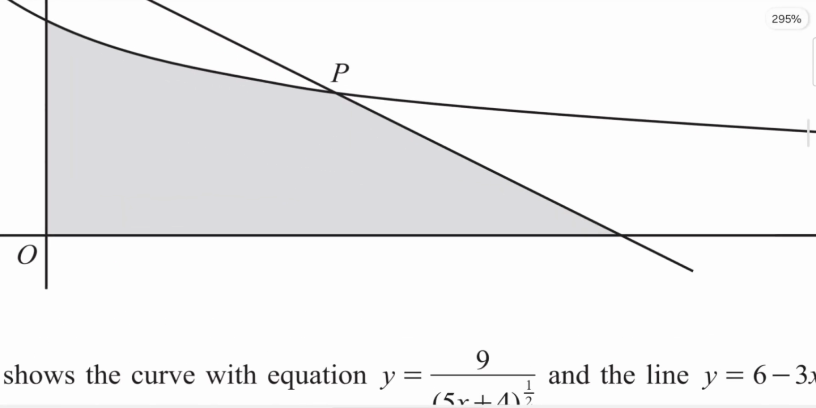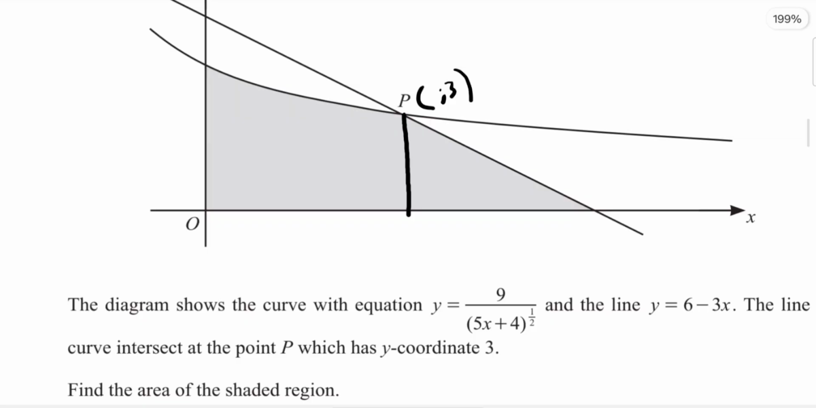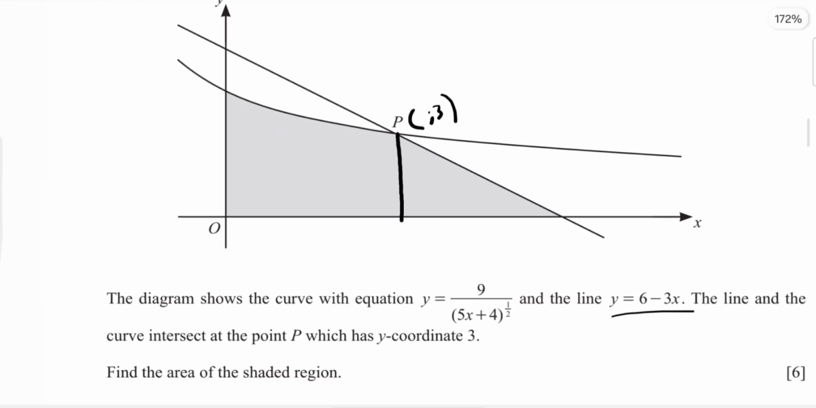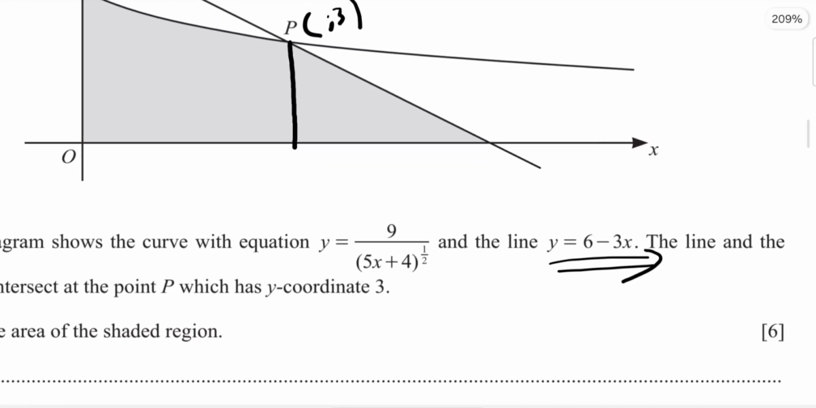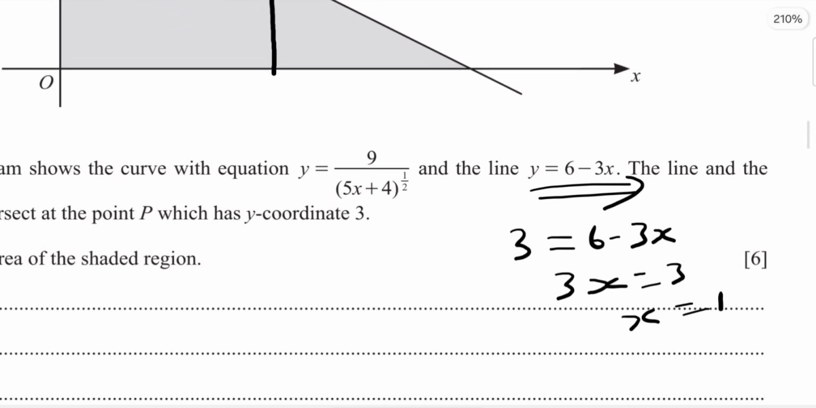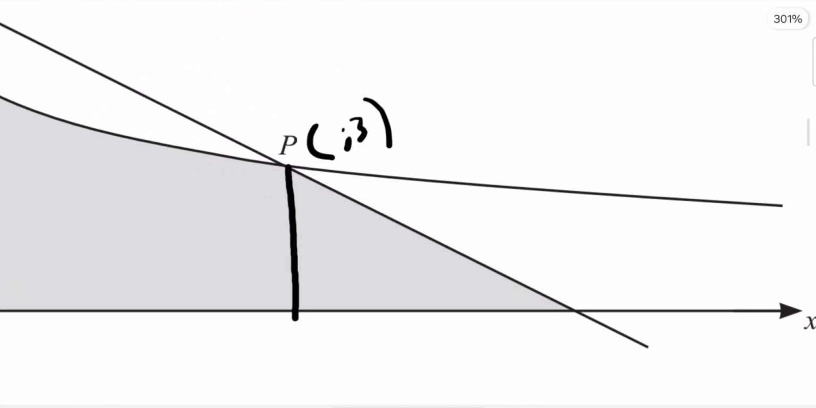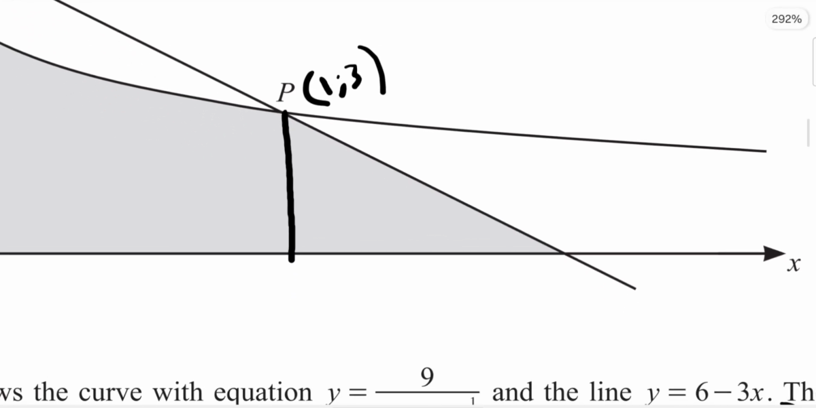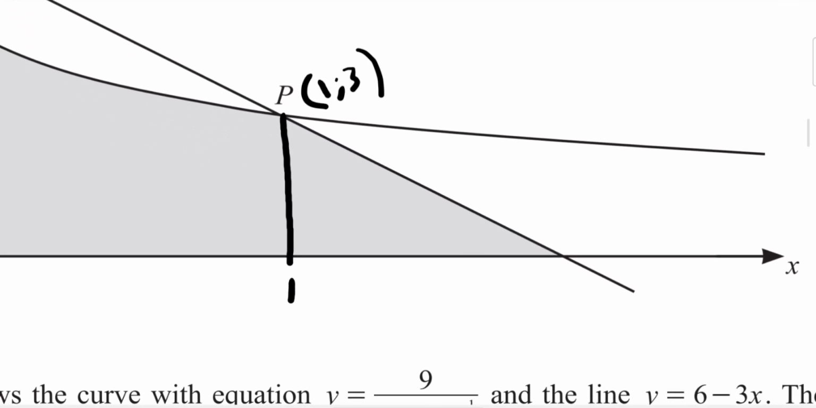For this, I'm told the y coordinate is 3, so we're just left with finding the x. If the y coordinate is 3 and we know that P is on this line, y equals 6 minus 3x, then to find the x coordinate, 3 equals 6 minus 3x. Then 3x is equal to 3, so x is equal to 1. So we now know that the x coordinate here is 1.